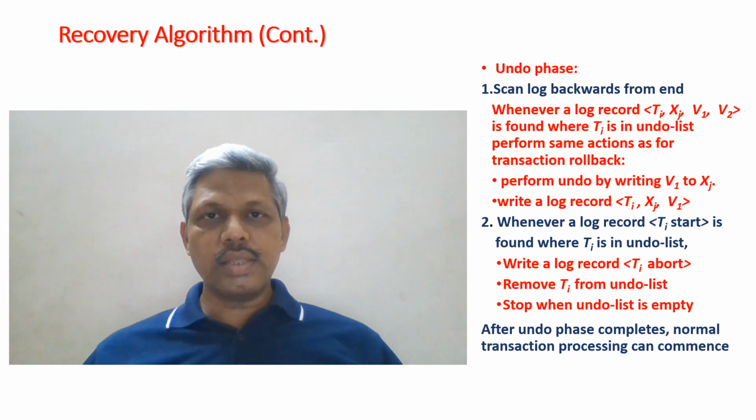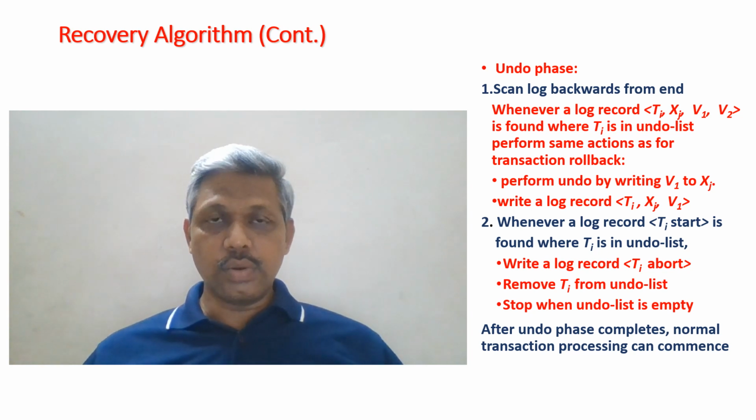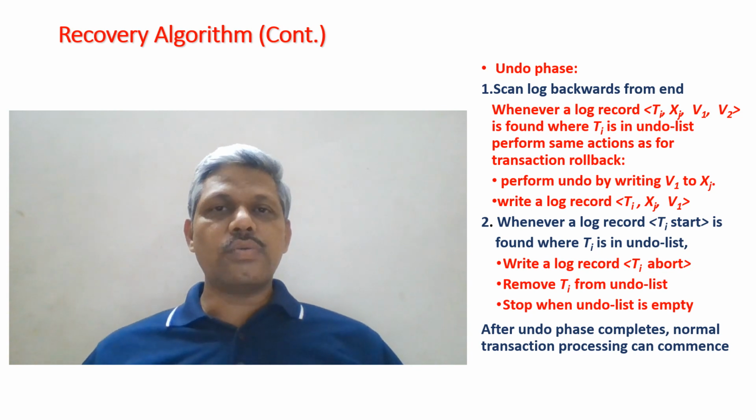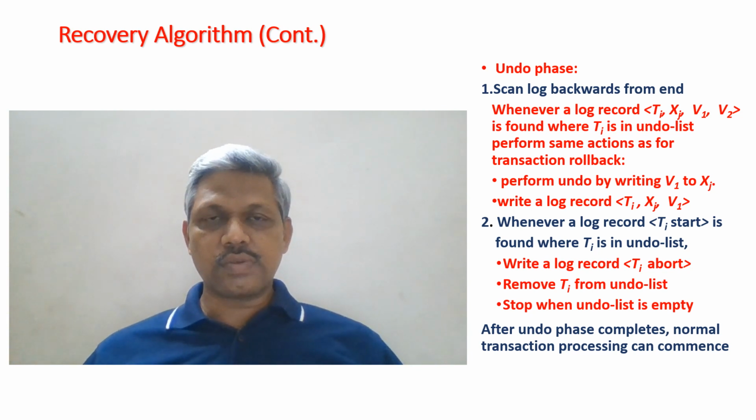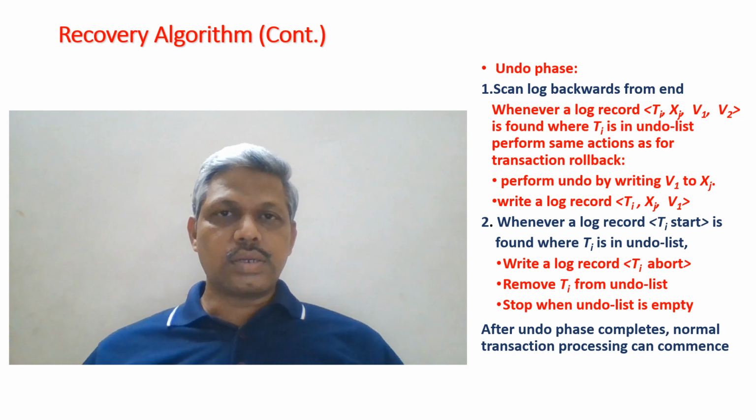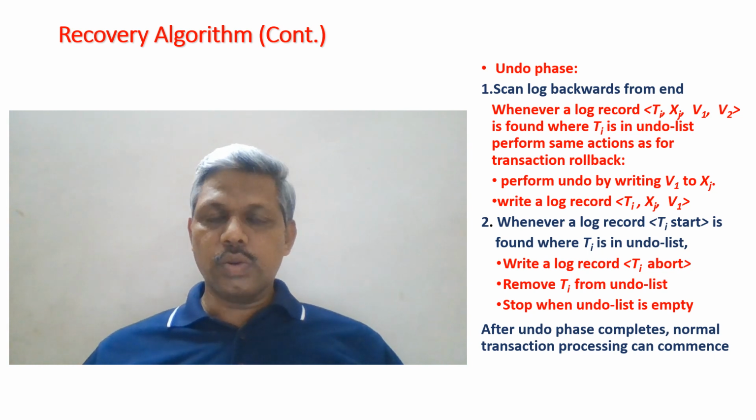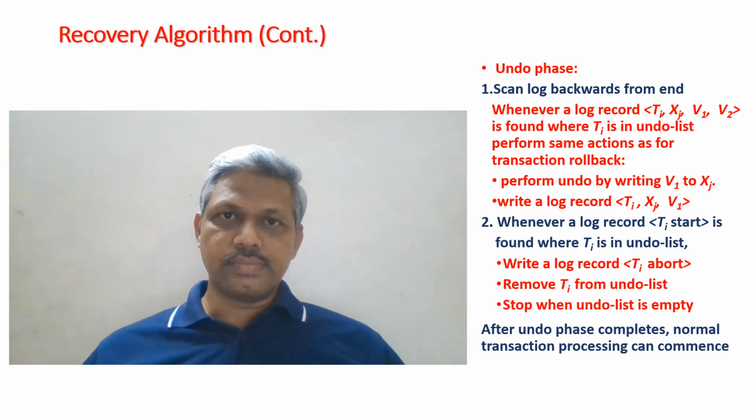That means all the actions of TI, where TI is in the undo list, are undone, and we have reached a stage where all the actions of TI are nullified. So TI can now be removed from the undo list. This process continues until the to-undo list is empty. Once the undo actions are over, the normal processing can start.